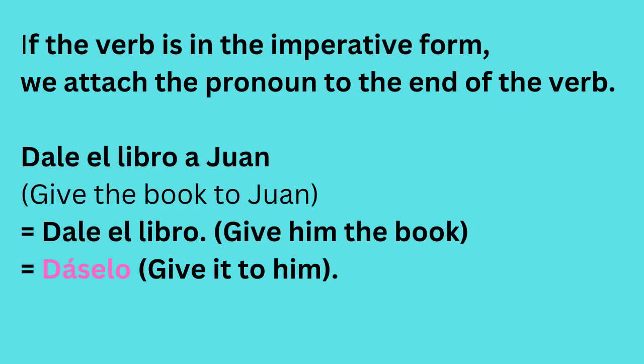If the verb is in the imperative form, we attach the pronoun to the end of the verb. For example, instead of saying, Dale el libro a Juan, give the book to Juan, we would say, Dale el libro, or Dáselo, give it to him.